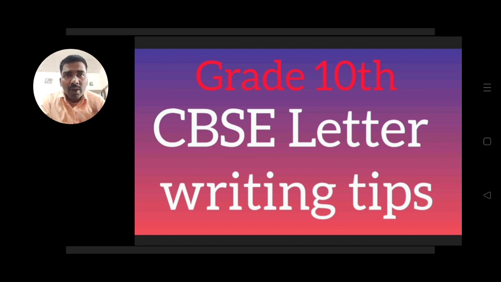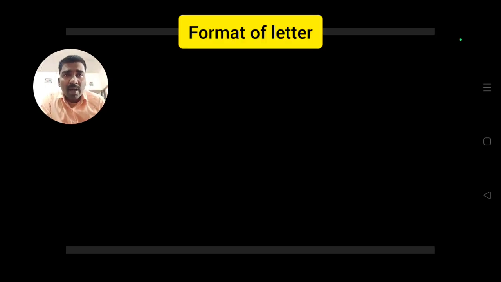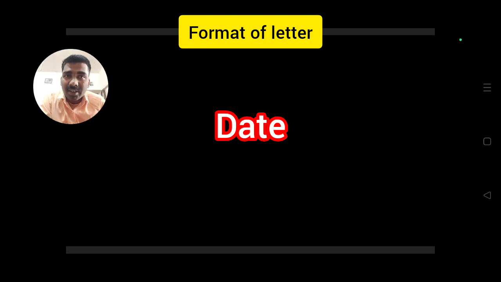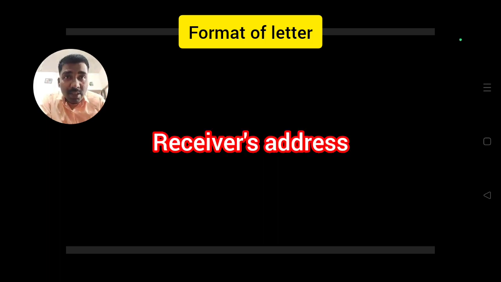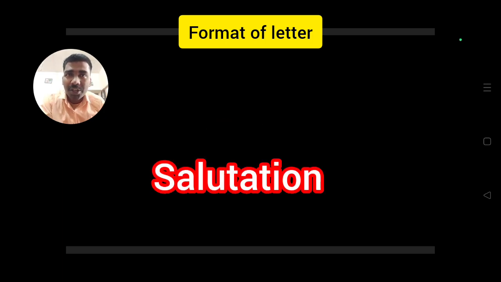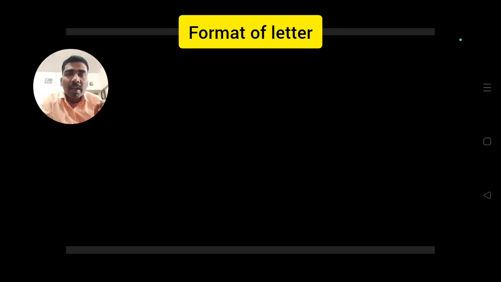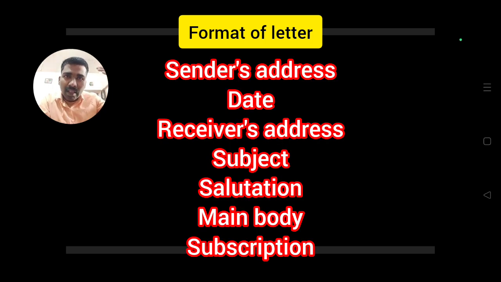The first thing we are going to discuss is the format, which you should follow, and the format is like this. First is the sender's address. You have to mention the sender's address, then leave a line, and then write the date. So: sender's address, date, then receiver's address, then subject, then salutation, then main body, and lastly subscription. These are the points to be remembered every time you write a letter.